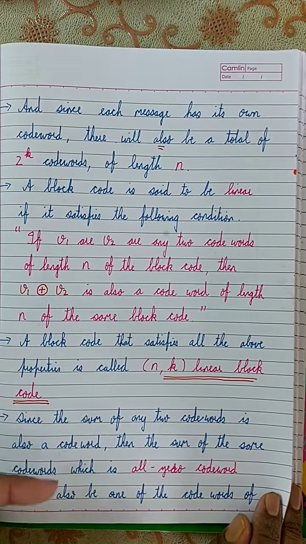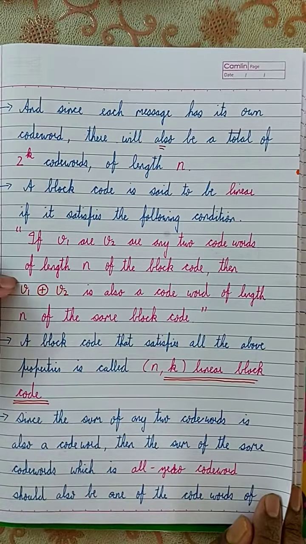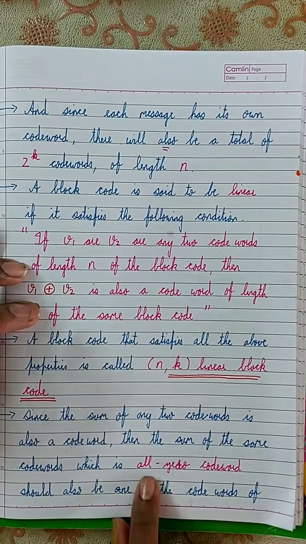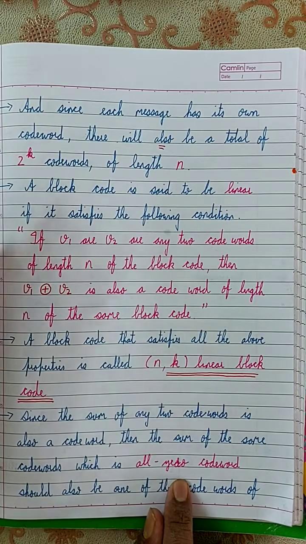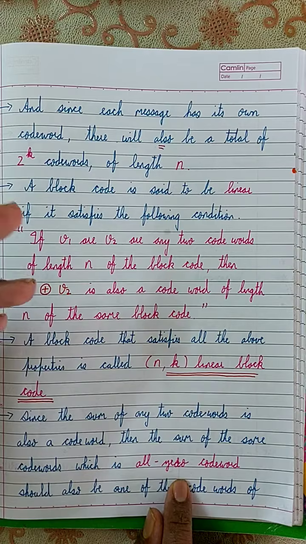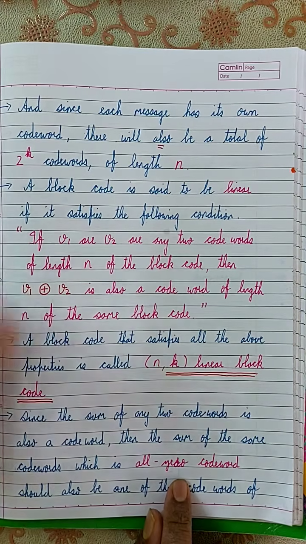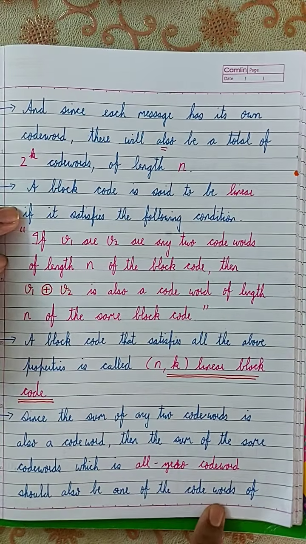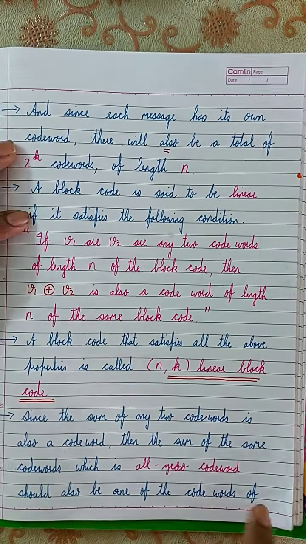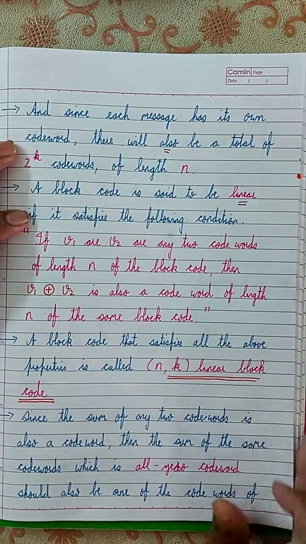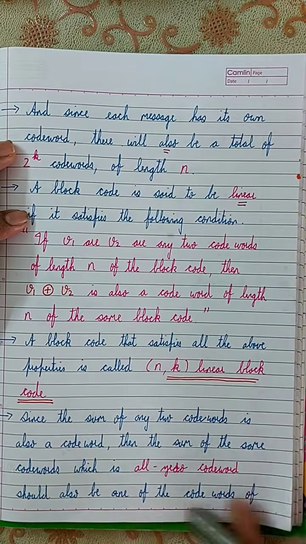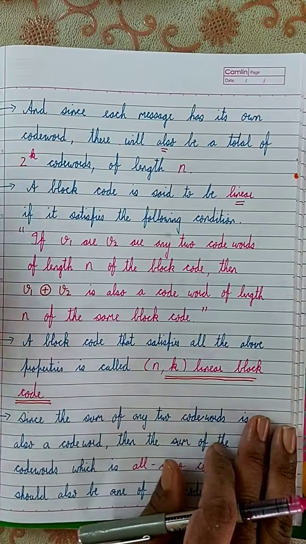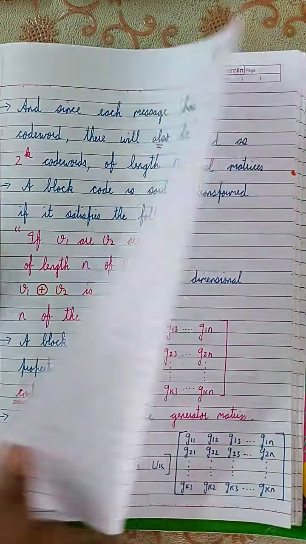Because this property is satisfied, the other property will also be satisfied. According to it, if any two same code words are added, you will get an all-zero code word, because 0 XOR 0 is 0 and 1 XOR 1 is 0. And this code word should also be one of the code words of the (n,k) linear block code, so as to satisfy the linearity property. Therefore the all-zero code word will definitely be one of the code words. That is one property of an (n,k) linear block code.